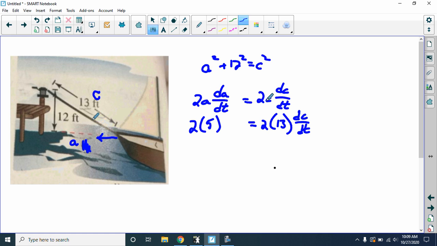And A is 5. Or I'm sorry, dA/dt says the boat is moving at a constant rate of 4 feet per second. So side A is getting smaller by 4 feet every second. dA/dt is -4. Negative because the side is getting smaller, 4 because that's the rate at which side A is changing. So 10 times -4 times 2 is -40 equals 26 times dC/dt, and then we can solve for dC/dt.